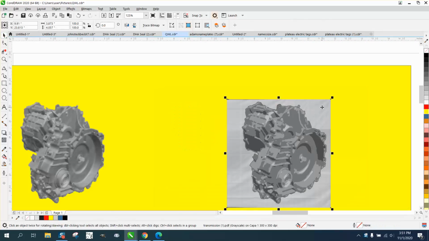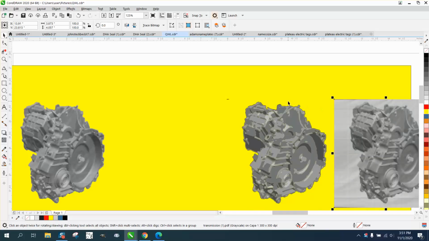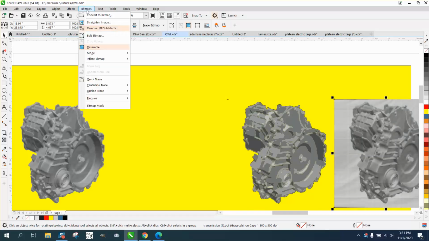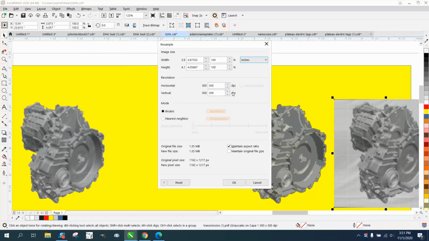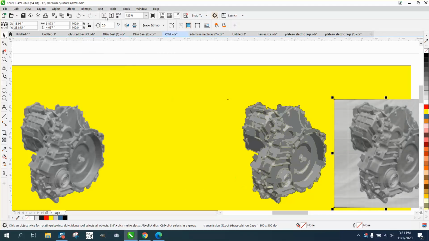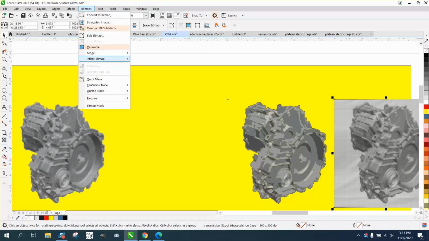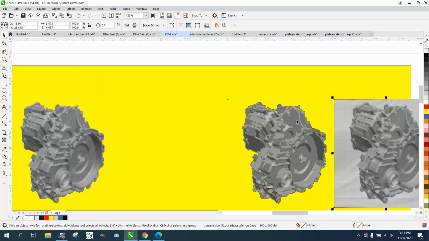So I traced it, and this was your original picture, and I just went to bitmap. I didn't even resample it because it was already 300. I converted it to a bitmap, and I used grayscale, and I traced, and I used clip art an awful lot. So I'm not going to take the time to do it, but you get this when you do that.